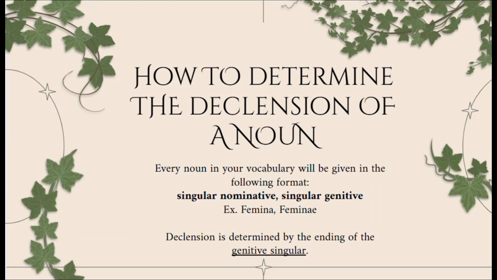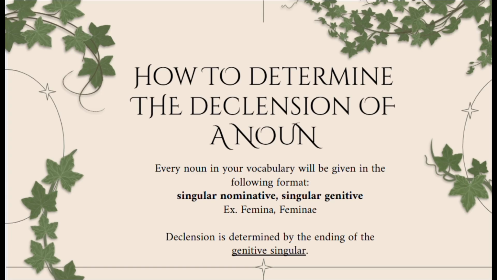Okay, to determine the declension of a noun, every noun in your vocabulary will be given in the following format: singular nominative, comma, singular genitive. And you'll see this in the vocabulary video for this week, which I recommend you watch right after this presentation. For example, the noun femina, comma, feminae, which will be in your vocabulary this week, it means woman, is given in that format. Femina, comma, feminae. And we're going to look at the ending of feminae, that AE, to determine what declension femina is.